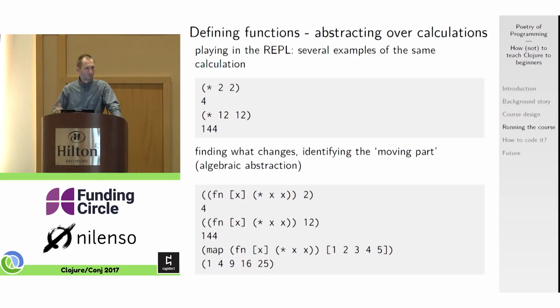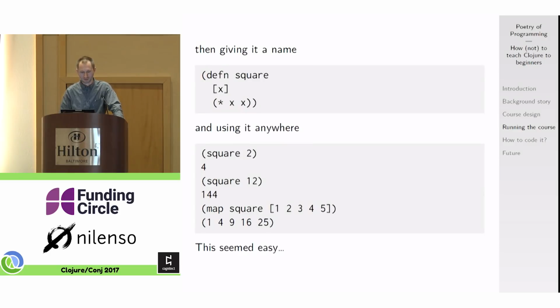And of course, we got to the part when we define functions, and there's just the usual algebraic abstractions. You do a couple of calculations, you identify the moving part, and so you put a hole into the expression for that part, that's your x, and you can do this abstraction. Then you give it a name and you use it everywhere, okay? And this seemed easy and it worked well, and at this point my vanity kicked in. It's like, okay, what did I do in the last 20 years if students can learn this fast, right?